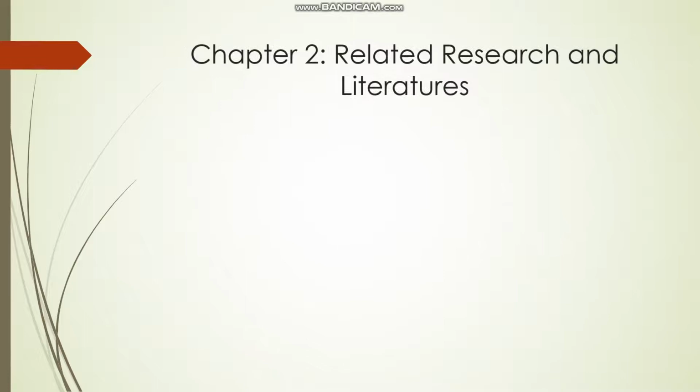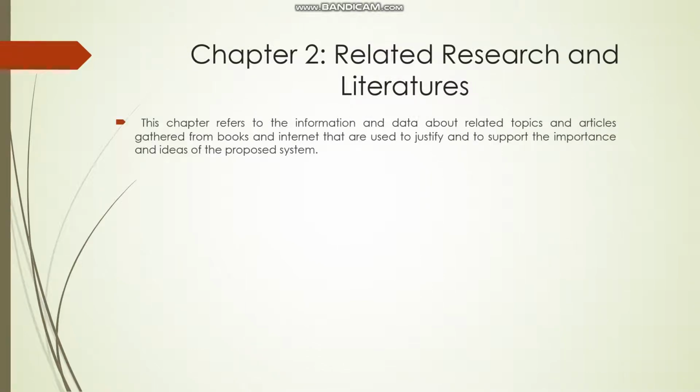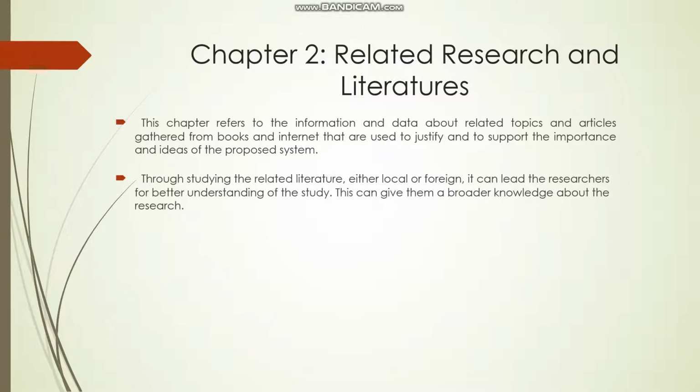So let's move on to chapter 2, related research and literatures. This chapter refers to the information and data about related topics and articles gathered from books and the internet that are used to justify and support the importance and ideas of the proposed system. Through studying the related literature, either local or foreign, it can lead researchers to a better understanding of the study. This can give them a broader knowledge about the research.